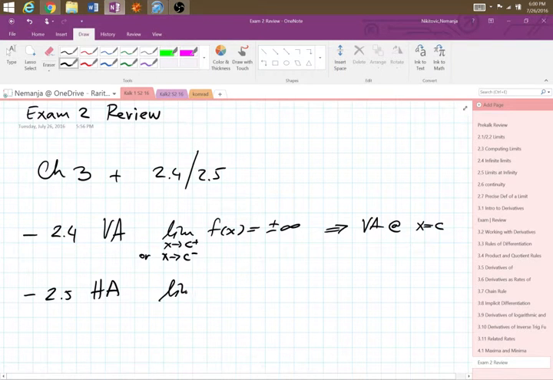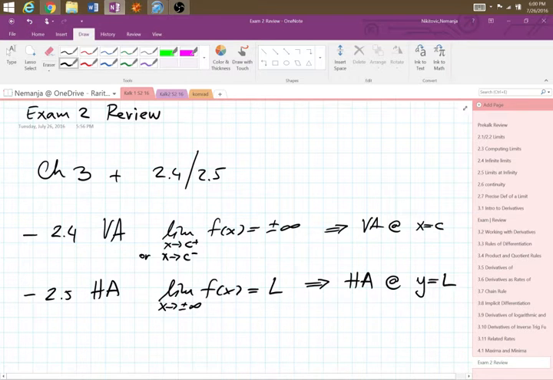2.5 is the horizontal asymptote, also featured on the exam. It says the limit as x goes to either positive or negative infinity of the function gives us some finite value L. If that is true, then we have a horizontal asymptote at y equals L. So these two definitions are calculus definitions for asymptotes, and you apply the limit to the function at the point or at infinity, and you will see whether there is or is not an asymptote there.